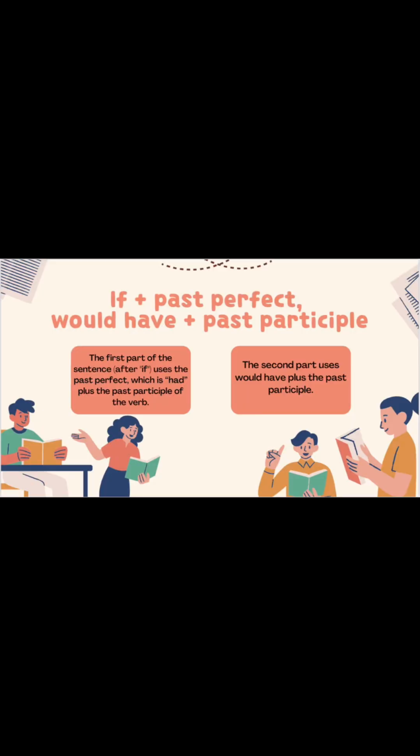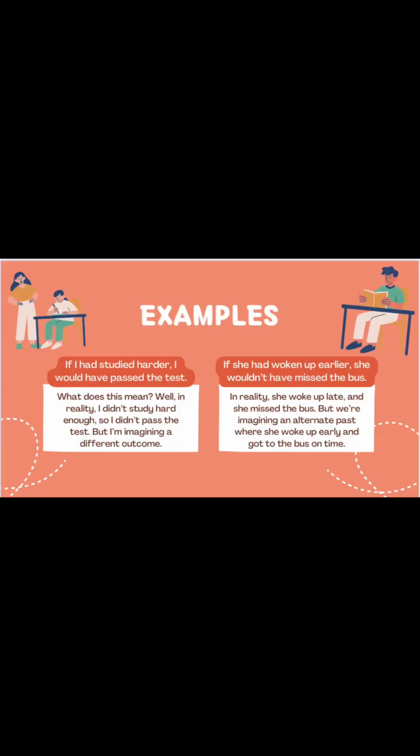So the first part of the sentence after if uses the past perfect, which is had, plus the past participle of the verb in that sentence. And then the second part uses would have plus the past participle. So for example, this would be, if I had studied harder, I would have passed the test.